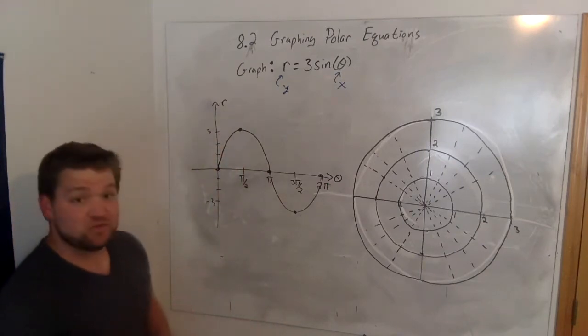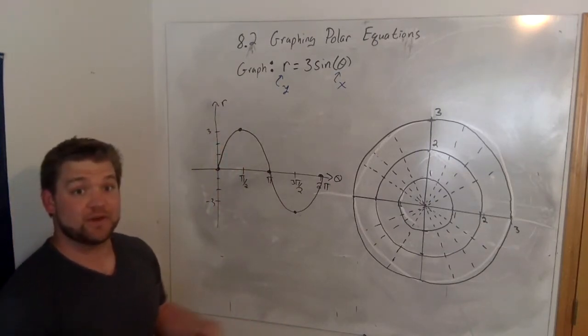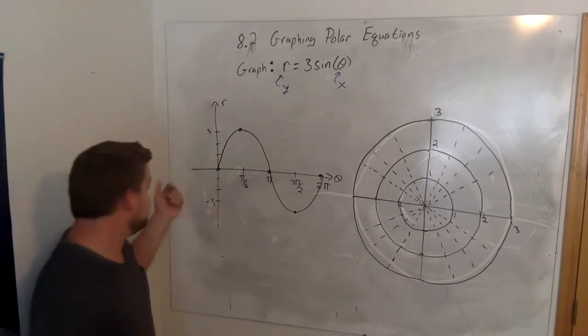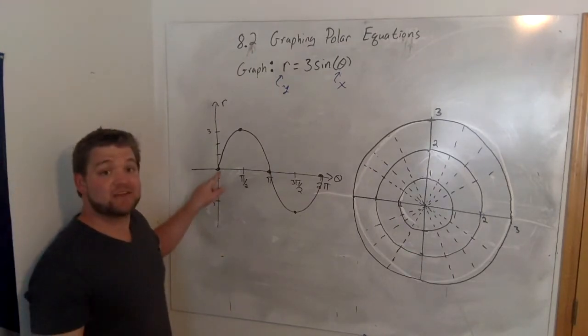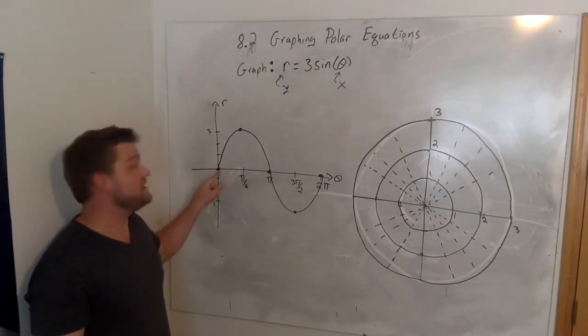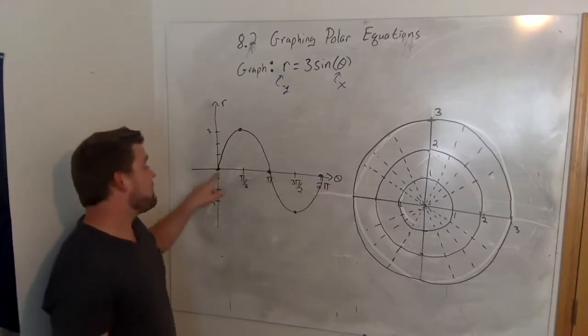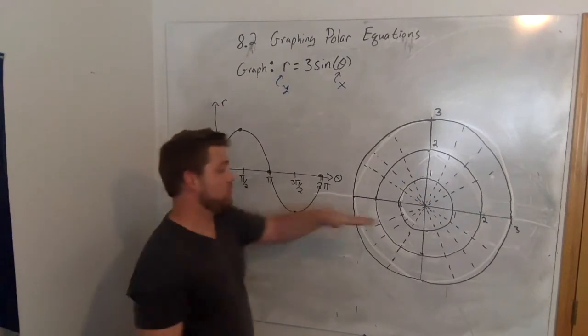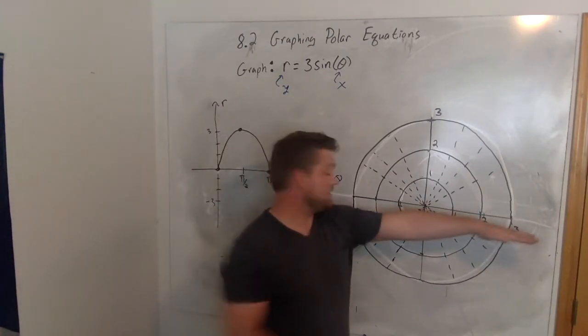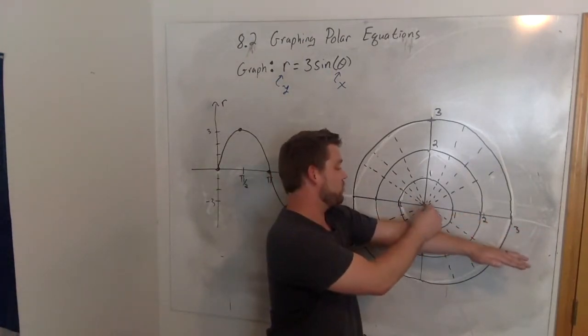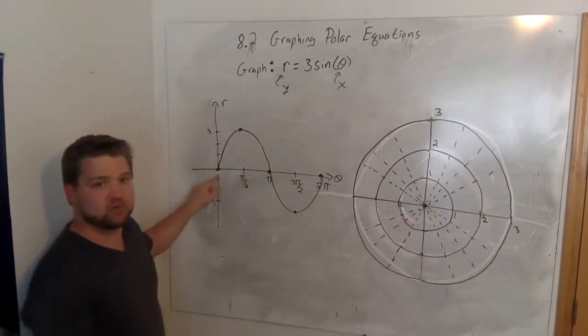So what we can do is we can just kind of read what the radius and angle are from here. So notice that this is saying that if we rotate an angle of 0 radians, my radius would be 0. So if we rotate 0 radians, our radius is 0. So we're starting here at the origin.